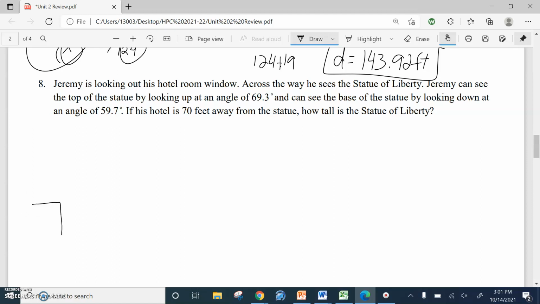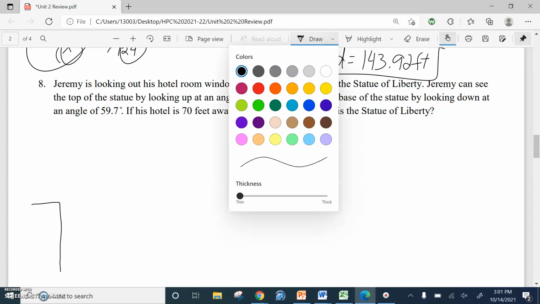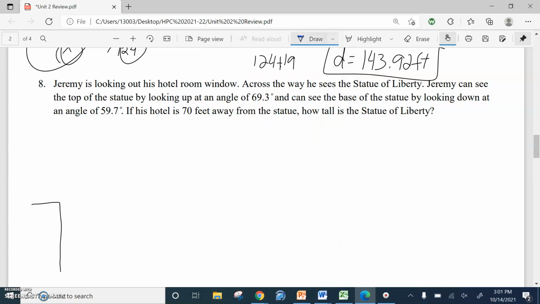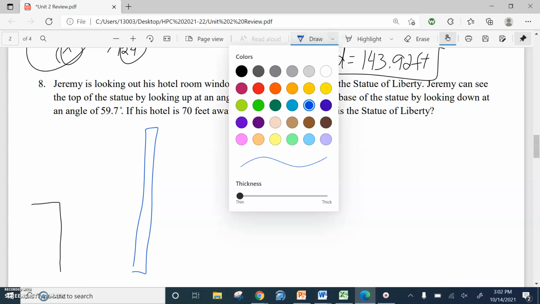It's kind of like, let's pretend he's at the top window. I don't know. That's the building. He's going to be looking out at, let's go with blue, the statue. The statue is here. Really basic. I don't want to embarrass myself by trying to sketch the Statue of Liberty. So there it is. It's a big rectangle.